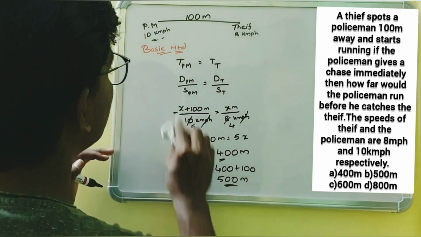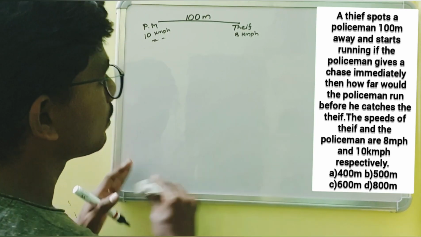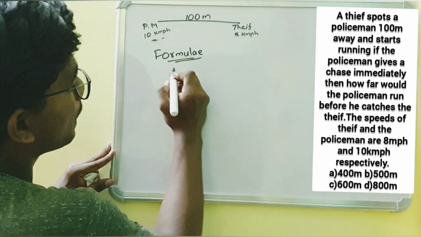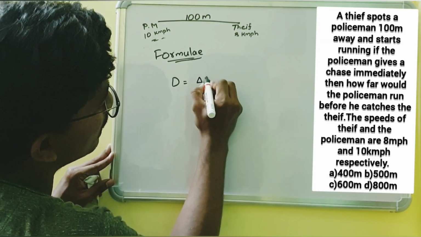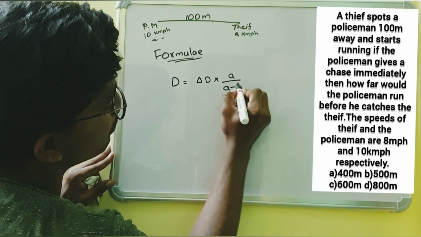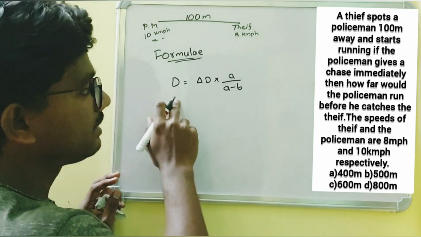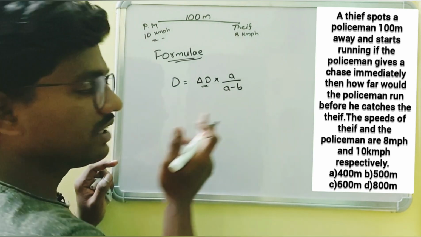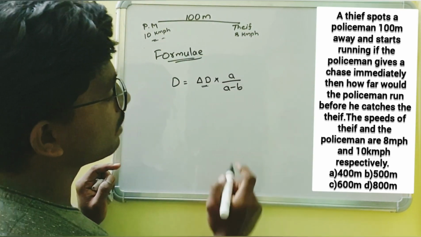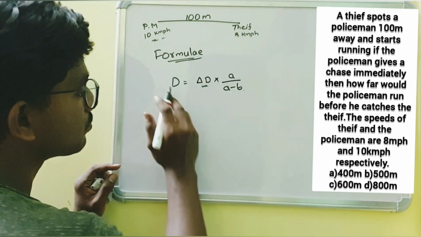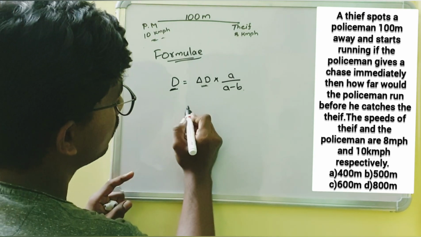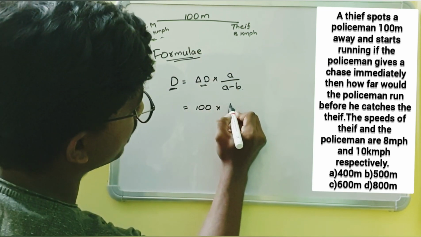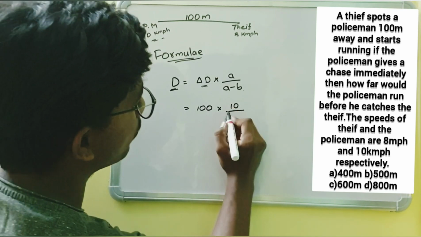Let us solve this using the formula. Okay, by using the formula. The formula is distance is equal to delta D into A by A minus B. See, here D is the distance travelled by the policeman and delta D is the difference in the distance between the policeman and thief. A is the speed of the policeman and B is the speed of the thief. Okay. So we have to calculate the distance travelled by the policeman. Here the difference in the distance is 100 meters and the speed of policeman is 10 kilometers per hour and the speed of the thief is 8 kilometers per hour.